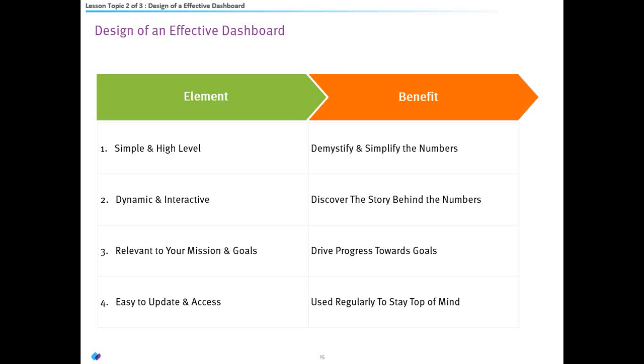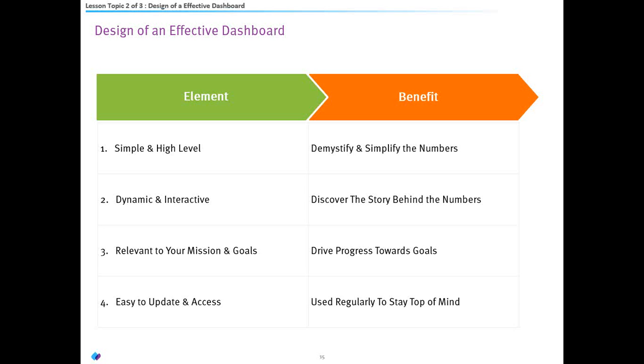Okay. So the 4 elements of an effective dashboard are the following. The first one is that it needs to be simple and high level, right? You don't want to make it too complicated. You don't want too many numbers. But if you keep it simple and high level, you'll be able to demystify and simplify numbers for your senior staff, and also for your board, right? I often believe a picture says 1,000 words. That's the concept we're going to talk about there.